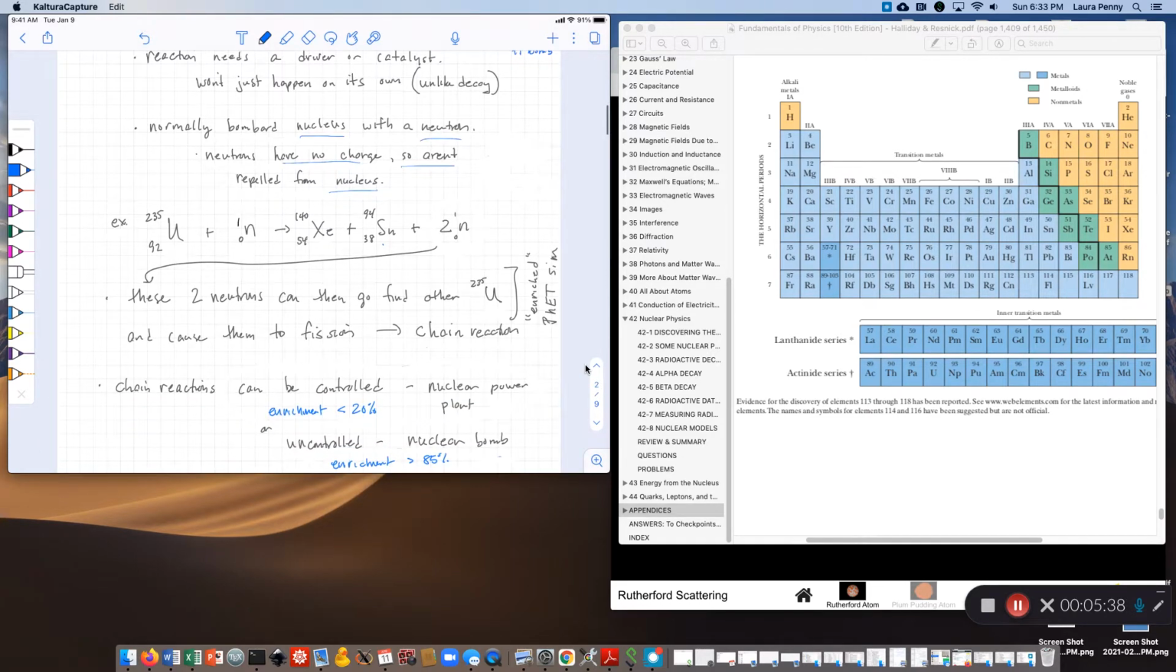And so here's a reaction of uranium-235. I add a neutron to it, and it splits into xenon and selenium. Is that what that is? Sn. We'll just say it's Sn.